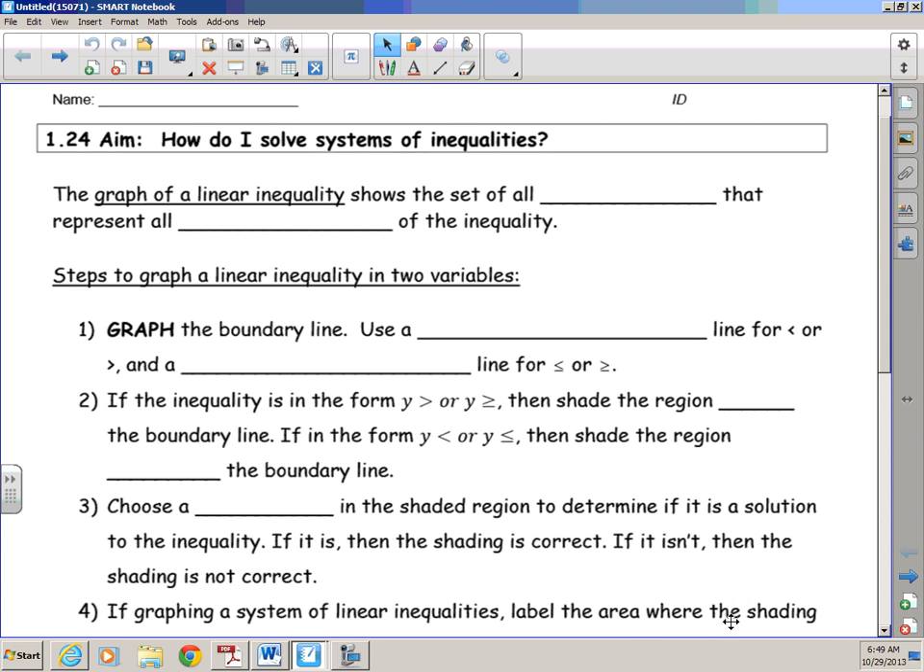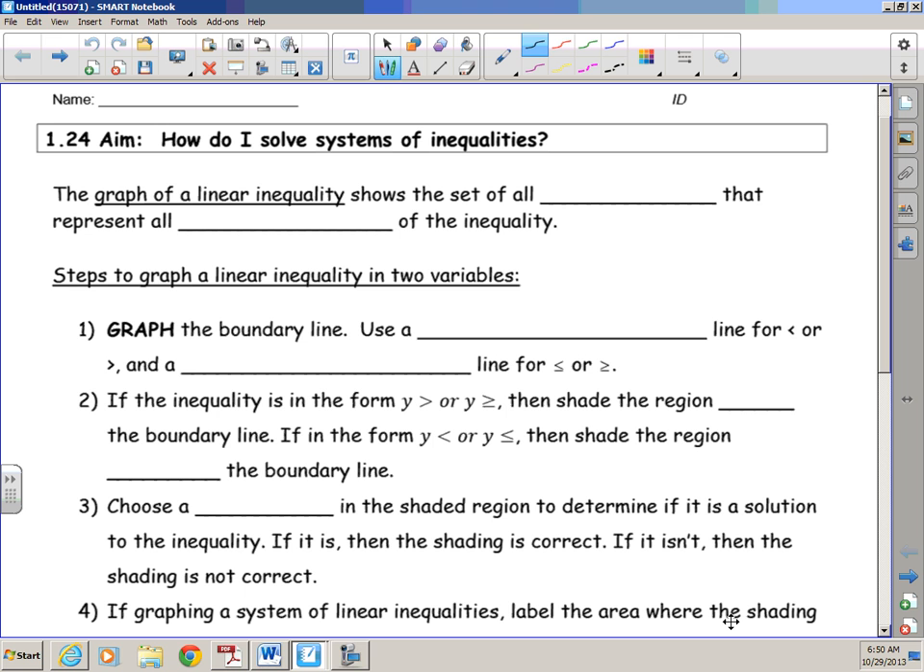The purpose of today's lesson is to solve a system of linear inequalities. The benefit is that what you previously learned on solving or graphing a single linear inequality, you're going to do the same thing today, except it's going to be two inequalities instead of one, similar to what you did when you graphed a system of equations. So, how are we going to do this?